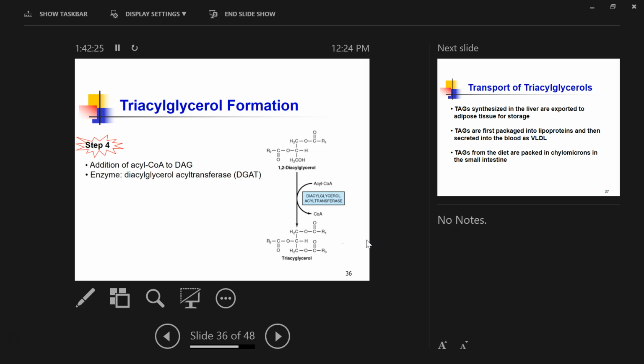And again, before fatty acids can be added to the glycerol, fatty acids need to be activated to fatty acyl-CoA by fatty acyl-CoA synthetase. And the last step, DGAT, is a key enzyme to catalyze the last addition.